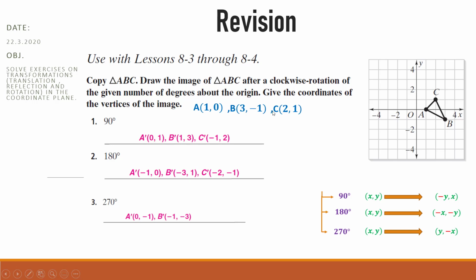Excellent. C prime, change places 1 and 2. After that, we have 2 for the y coordinate. Opposite 2, it will be negative 2. So C prime is 1 and negative 2.